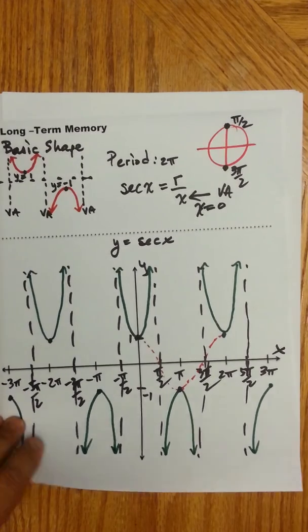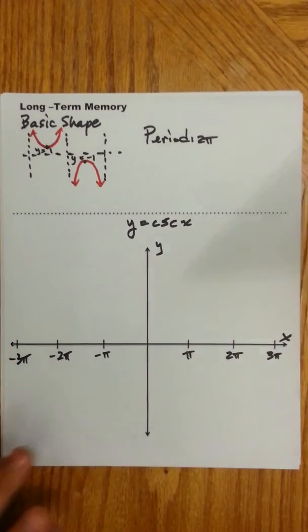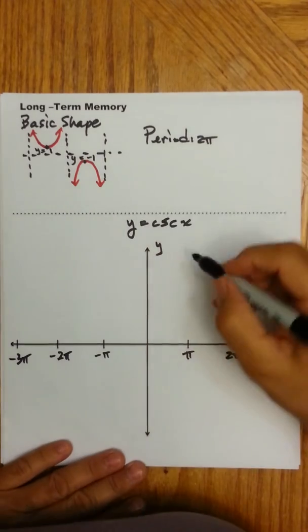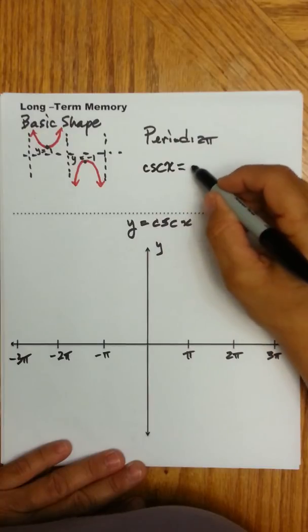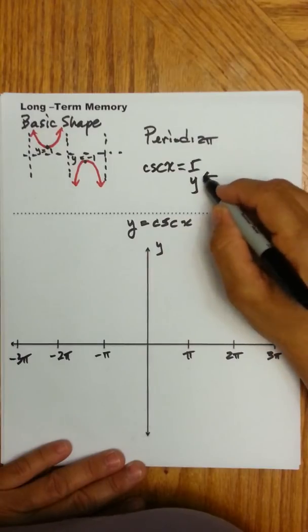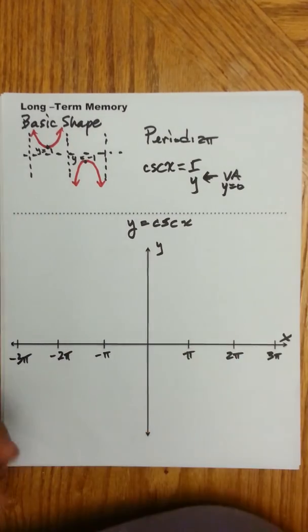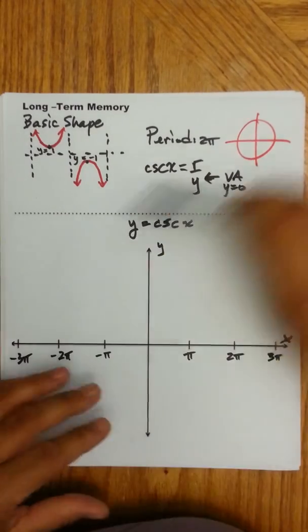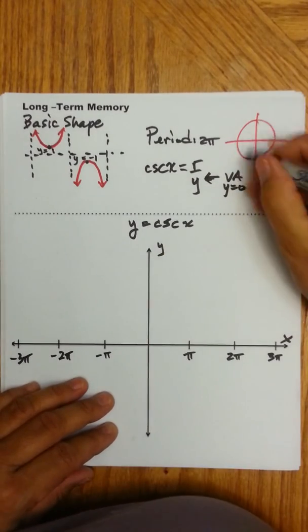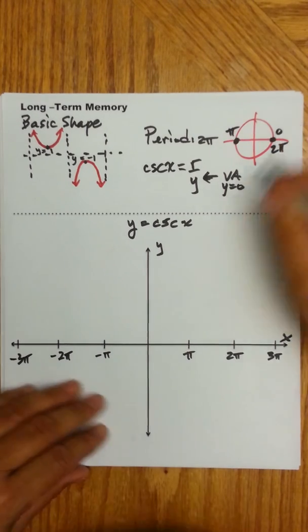Last one, the cosecant, is very similar to the secant. Same kind of basic shape, same period, same process. So you want to think about, what is the definition of cosecant? Cosecant of an angle is r over y. So again, your vertical asymptotes will occur when y equals 0. So you think, okay, where is it on the unit circle that the y, like this, is 0? And it's all of these. It's 0, pi, 2 pi. It's all multiples of pi.